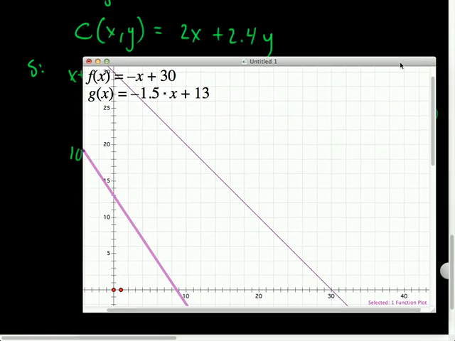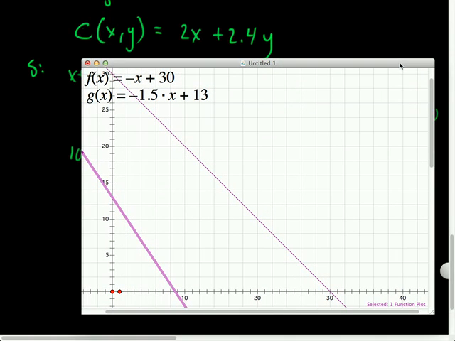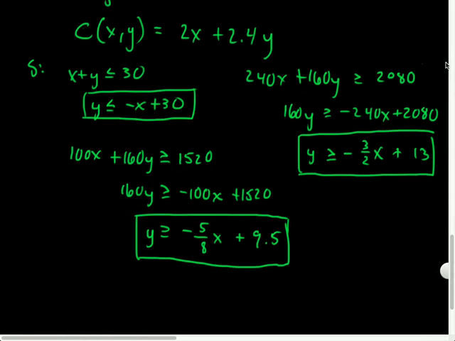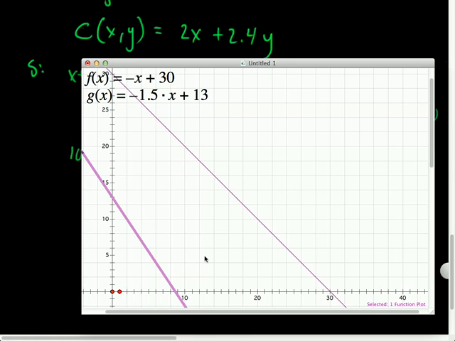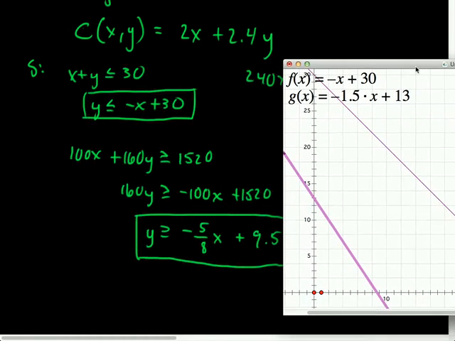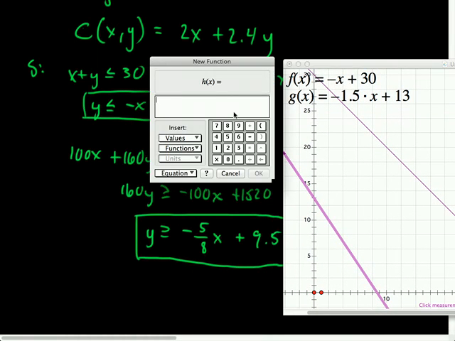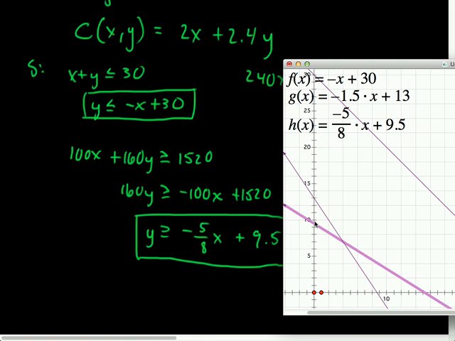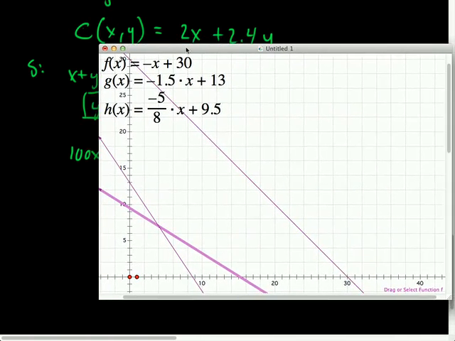Oh, it looks like we might need those x equal to ones. Then I'll have this guy here. Can I fit them all? Graph. So this will be negative 5/8 times x plus 9.5. So I'd go up to 9.5. That would be a little bit tricky, going down 5 and then over 8. Plot that point, and I would have that.